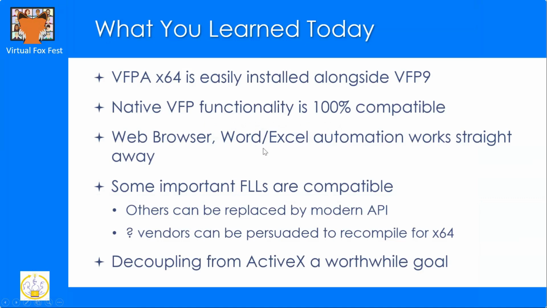Web browser and things like Word, Excel automation work straight away. Doesn't even matter whether you've got the x64 version of Office, it still works. Some important FLLs are available. Some that aren't available can be replaced, such as using that PRG I showed you, or that TreeView grid I showed you, and perhaps vendors can be persuaded to recompile for x64. They may not want to test it, but maybe some of us are happy to test it.